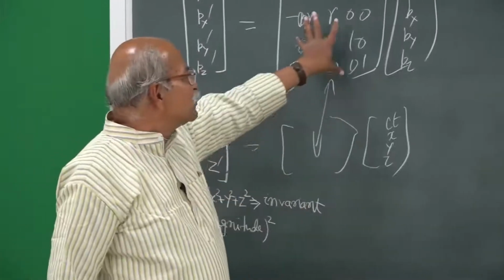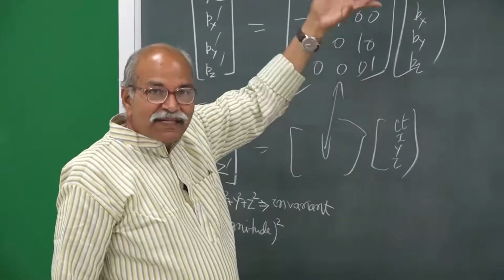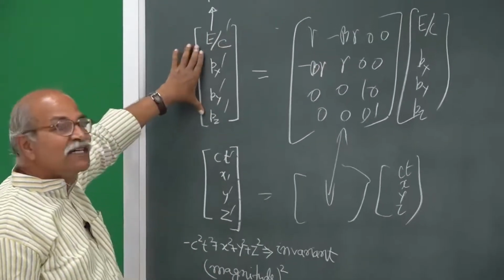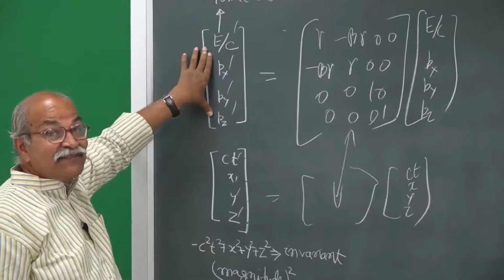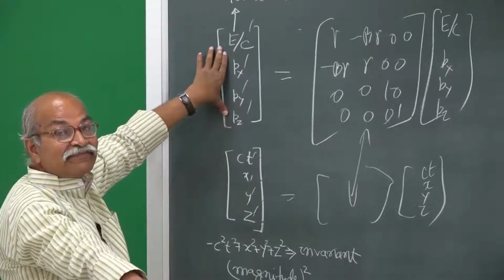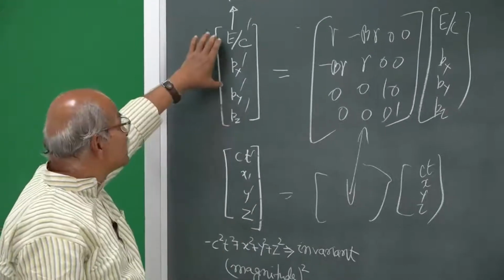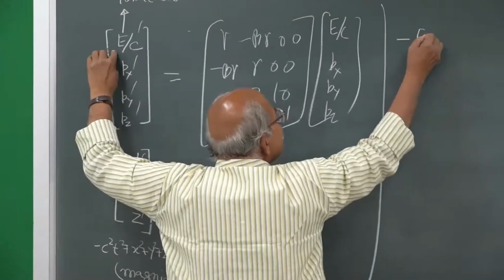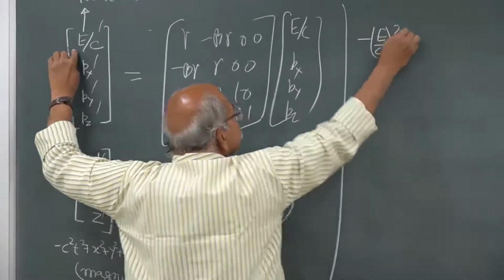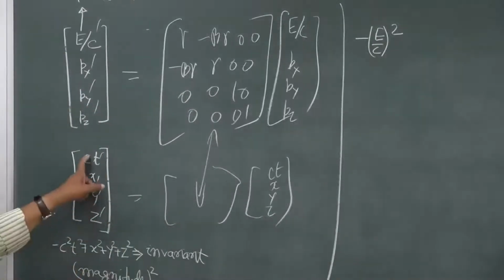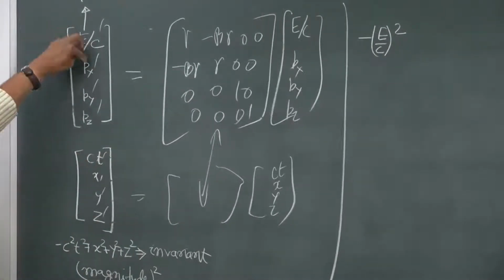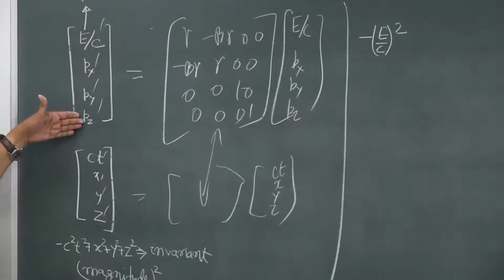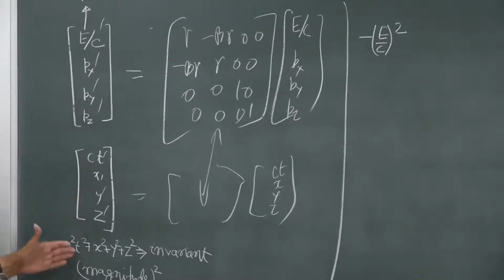Anything that transforms according to this is a 4-vector, and therefore the magnitude square of this will also remain constant when you change the frame from S to S prime, just like this. So, what is the magnitude square here? The magnitude square here is minus (E/c) square. Similarly, here minus (E/c) square, and then plus Px square plus Py square plus Pz square, just like this, plus x square plus y square plus z square.